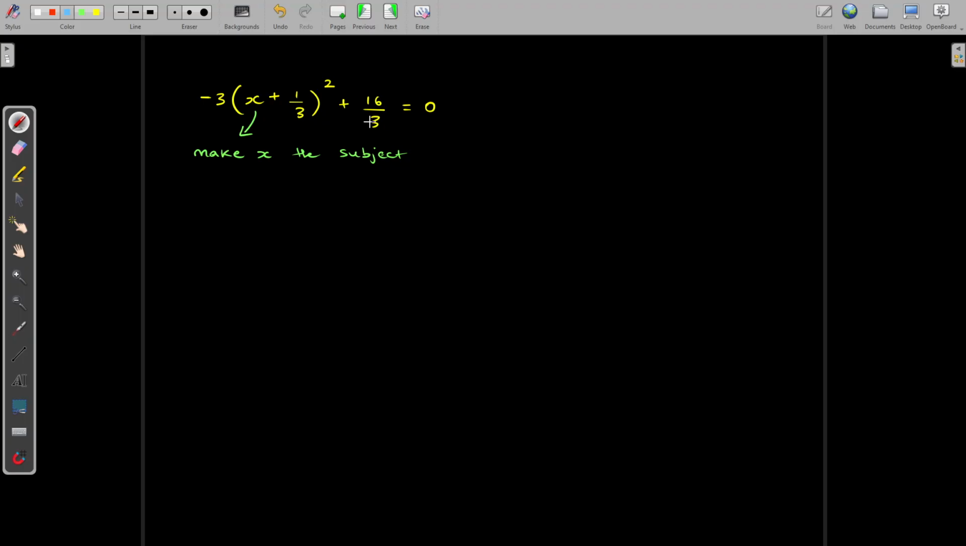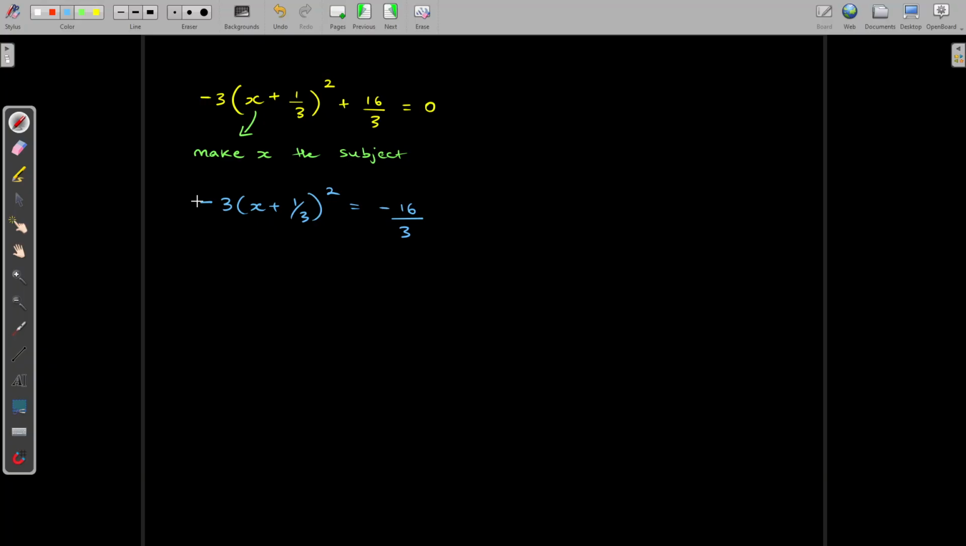So after we transpose the 16 over 3, we're going to be left with negative 3 times (x plus 1 over 3) squared is equal to negative 16 over 3. So that's our first step.